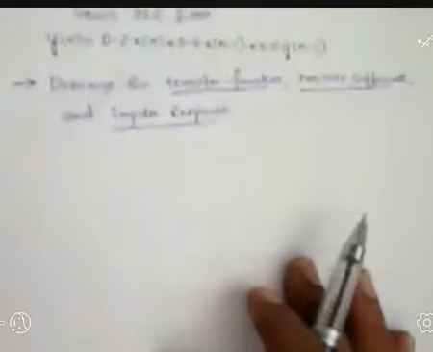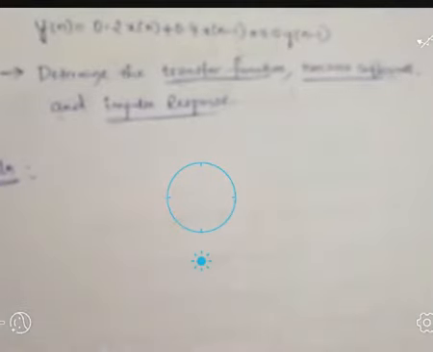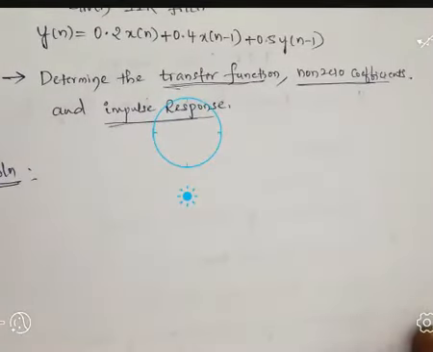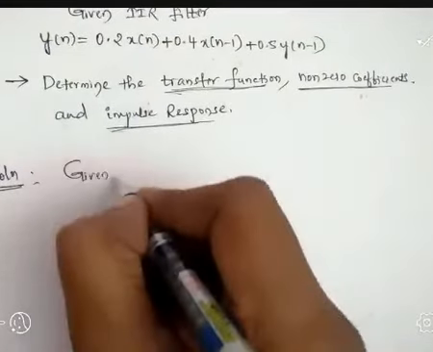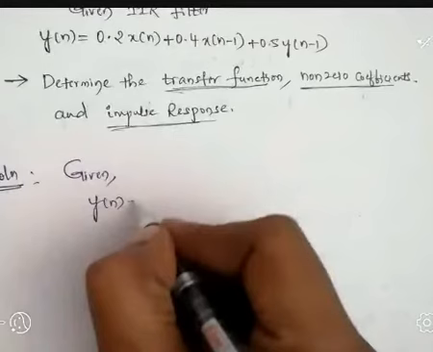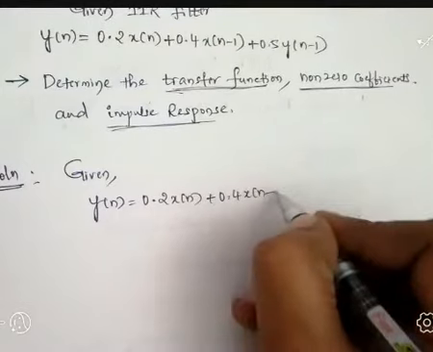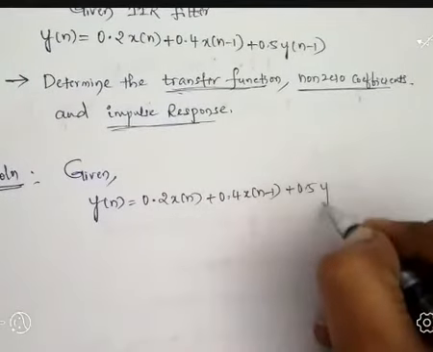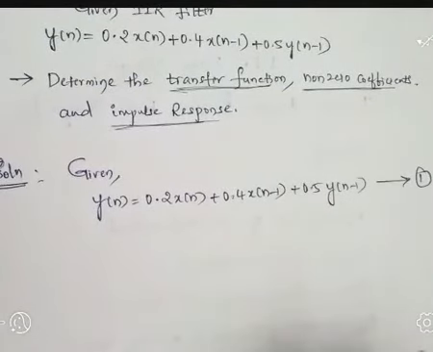Okay. Now, first, see here, very simple concept. Observe the given difference equation of the IIR filter. Now I am going to rearrange. Given data once again: y(n) equal to 0.2 x(n) plus 0.4 x(n minus 1) plus 0.5 y(n minus 1). Let us represent this as equation number 1. This is the given difference equation. I am going to rearrange.